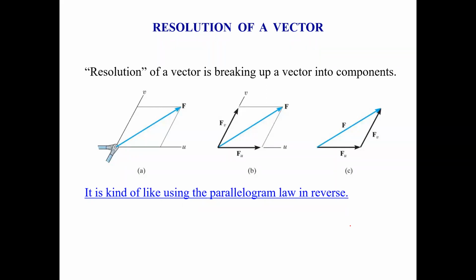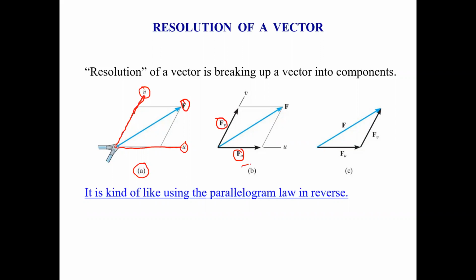Okay, so let's see how we resolve a vector into its components. In this figure A, you can see that this is the u-axis and this is the v-axis, and this is your vector f shown in blue color. Now we need to find the components of vector f along the u-axis and v-axis. We call them f sub u and f sub v, right? So how do we do that?